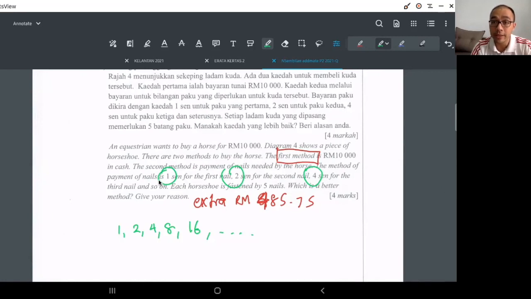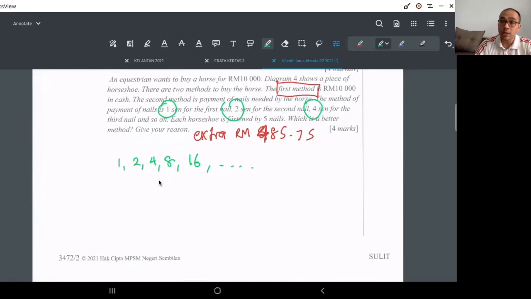Okay, for 20 nails. So the question is, which is more cost effective? The answer is the first method. And how do you know? When I saw this question, I was like, oh yeah, it seems that buying the nails is cheaper, because the first nail is only 1 cent, the second nail is only 2 cents, and you only need to buy 20 nails.